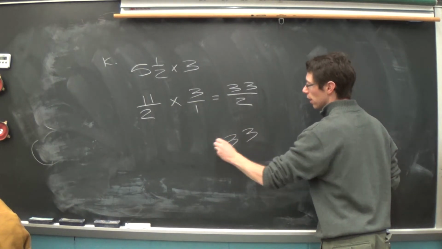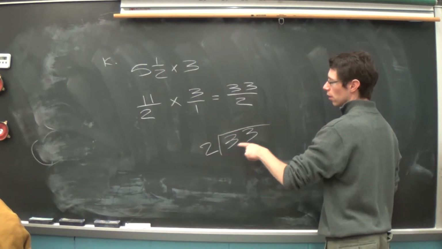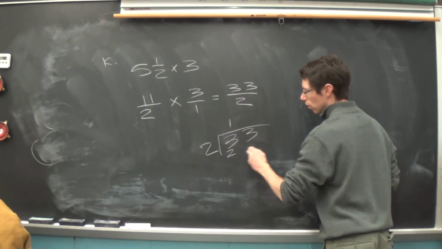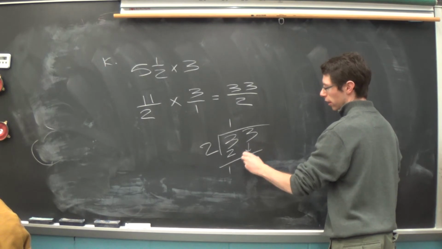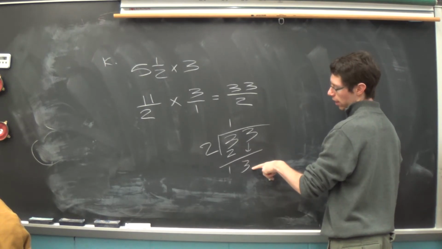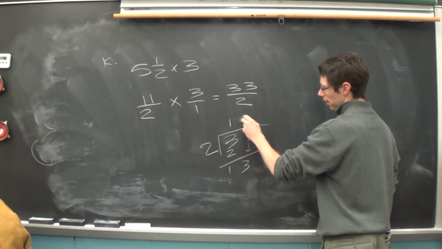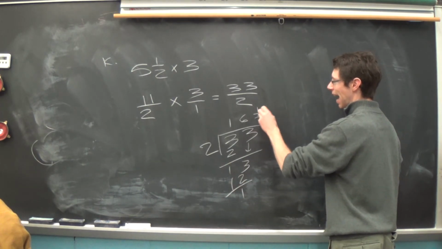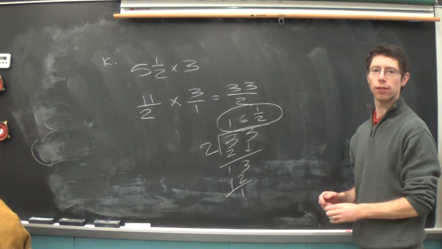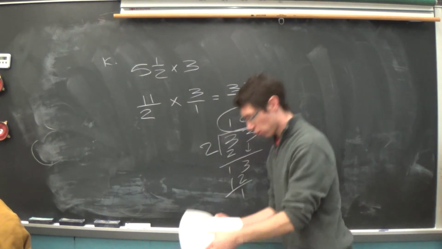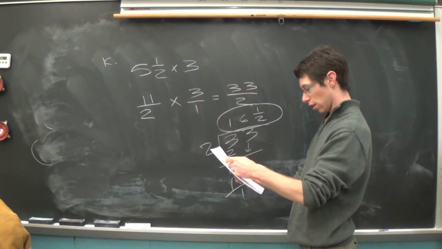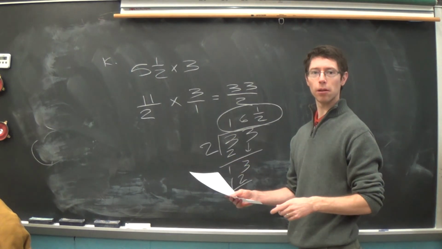So 33 divided by 2. Let's see, 2 goes into 3 once, that's 2. Drop down 3. 2 goes into 13 6 times, that's 12. We have 1 left over, so it's going to be 16 and a half. That's my answer. Anyway, I'd like to see you try to do L on your paper. Good luck.